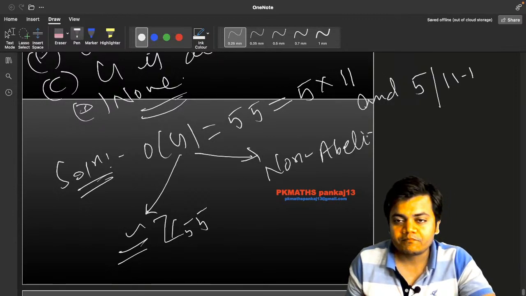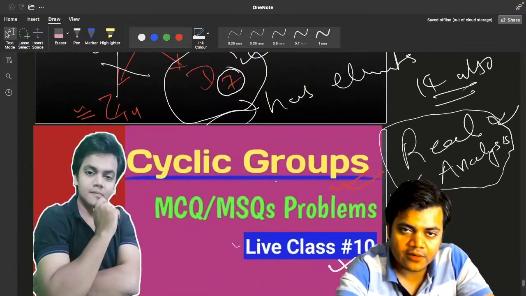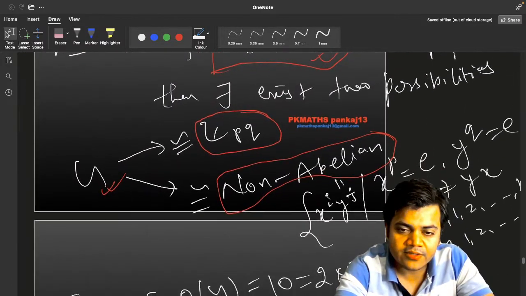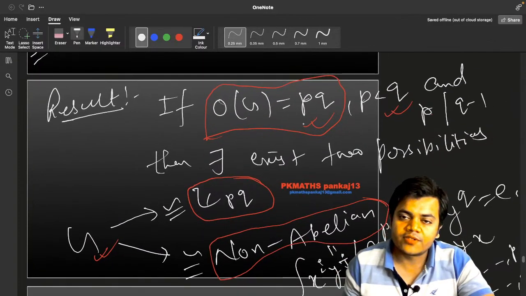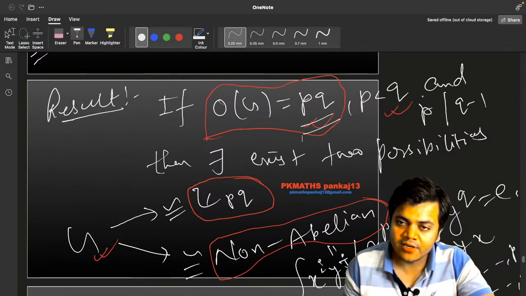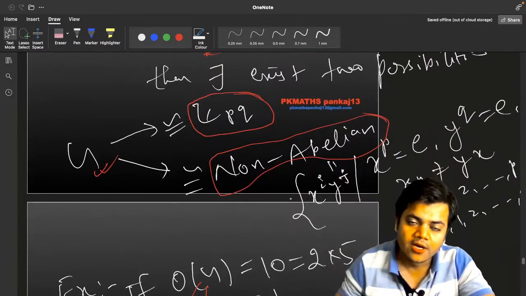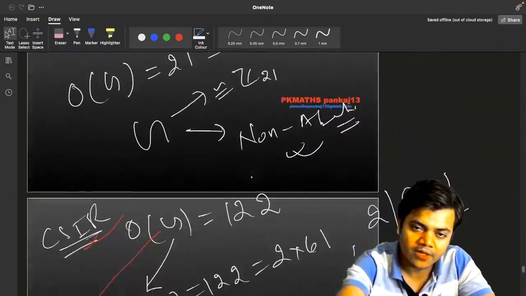Non-abelian group of order 55. Okay, because this result has been discussed in the previous lecture. You can see that result over here: order of G is equal to PQ, P is strictly less than Q, P divides Q minus 1, then there exist two possibilities. Either your G is isomorphic to Z_{PQ}, or your G is isomorphic to some non-abelian group.